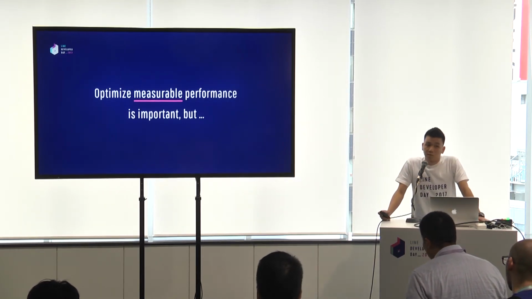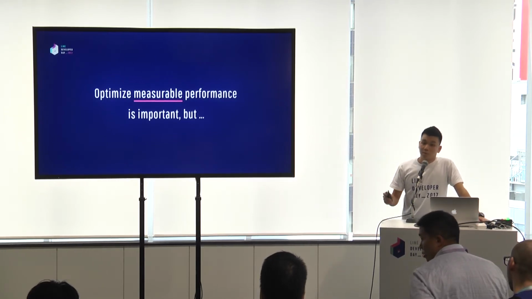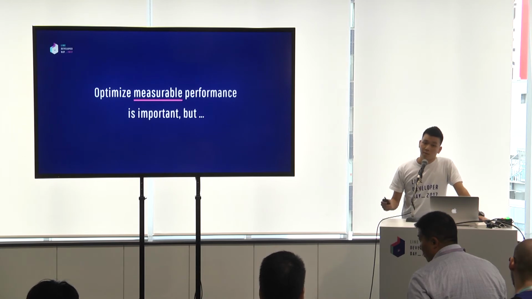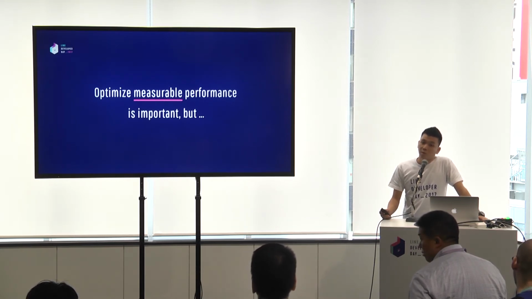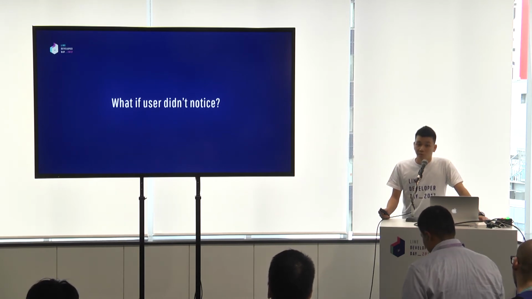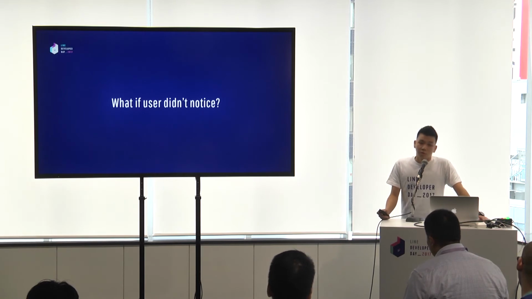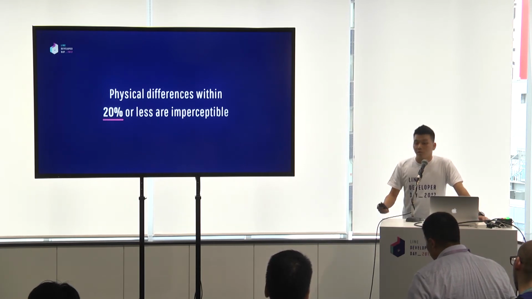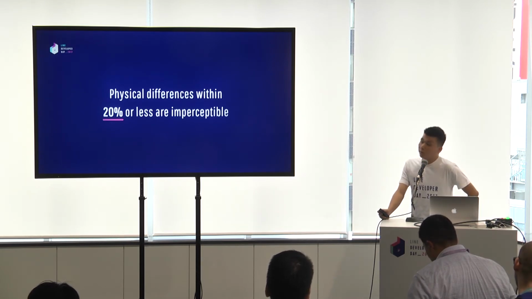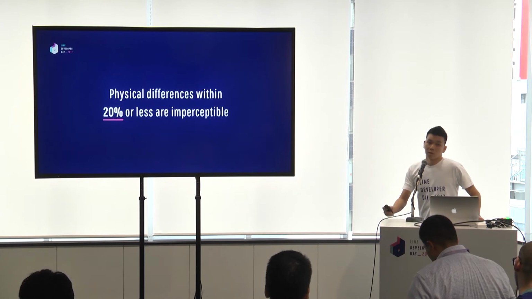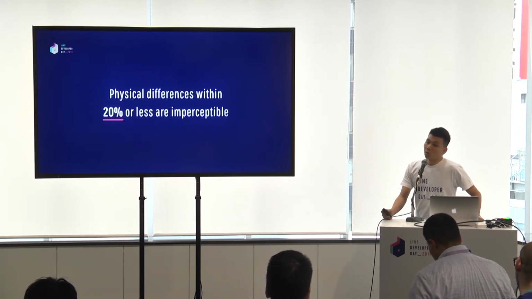So optimizing measurable performance is important because those improvements are easy to measure. You can count how many seconds you have improved. But there's a $1 million question: what if the user didn't notice what you have improved? For example, some research shows that physical differences within 20% or less are imperceptible, which means if you improve, for example, a 5-second task into 4 seconds, probably the user is not going to perceive it, because humans have some limitation that we cannot perceive differences within 20% or less.